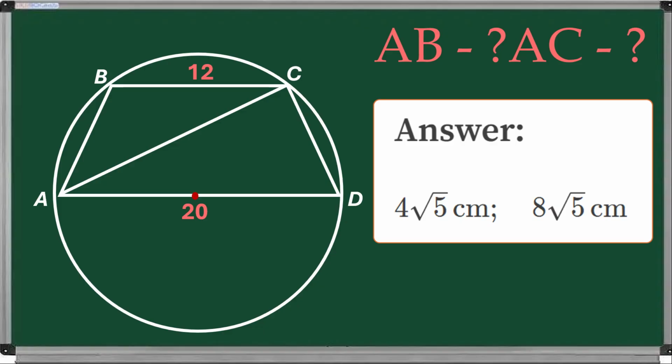Answer. The leg is 4 times the square root of 5, and the diagonal is 8 times the square root of 5.